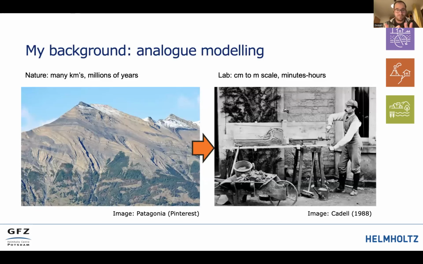However, I wanted also to tell you a little bit about my background, because I'm actually an analog modeling expert, if you want. I did a lot of analog modeling in the past, where we try to model these very large-scale tectonic structures on a small scale in the laboratory.